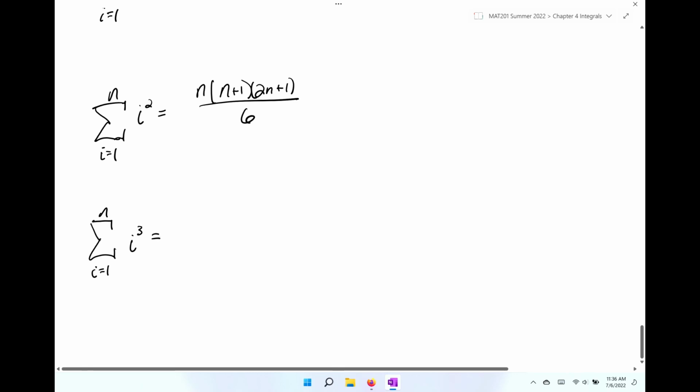The other one would be the summation from i equals 1 to n of i to the third. And this is going to be n times n plus 1 squared. I'm sorry, n times n plus 1 over 2, quantity squared.